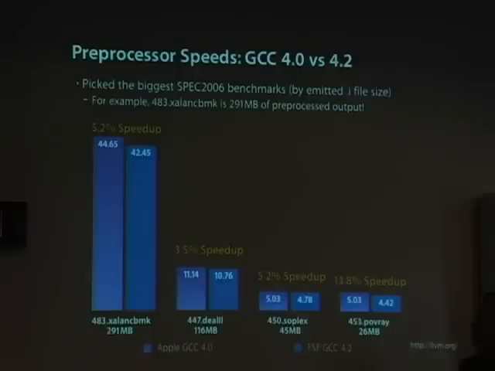And what I measured here is I took the four biggest benchmarks in SPEC CPU 2006, just because they're well-known and available, people can get them, and took the biggest in terms of the preprocessed output. So if you look at Xalancbmk, for example, to compile this sucker, you have to end up processing 291 megs of source code, a lot of which comes from headers, right? And it's this big C++ app. Likewise, dealII includes big pieces of Boost and things like that, right? And so if you look at the speedup that you get from going to GCC 4.2 versus the Apple 4.0, it's about 6.9%, which is pretty good, right? That means you scale 6.9% better.